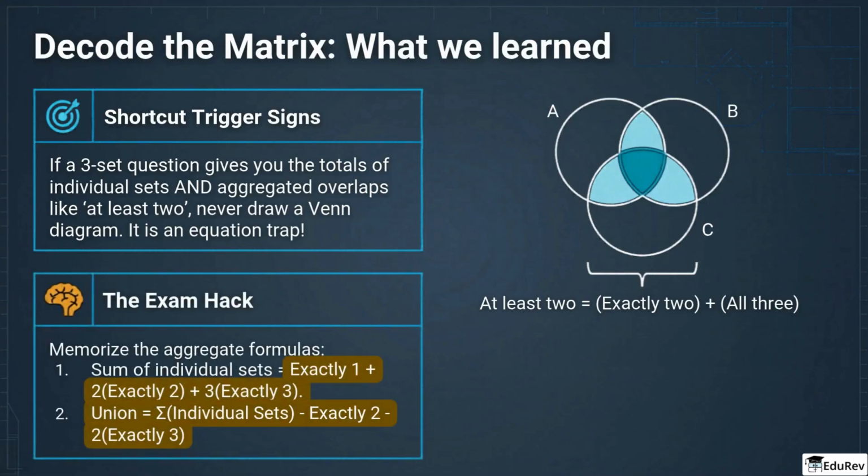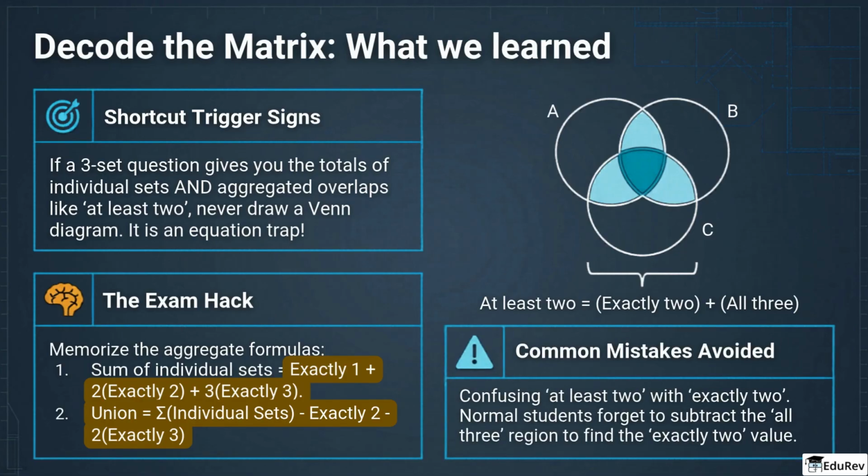Memorize the aggregation logic. The sum of the individual sets contains the exactly 1 regions once, the exactly 2 regions twice, and the exactly 3 region 3 times. The union can then be recovered by subtracting the extra counts. A common mistake is to confuse at least 2 with exactly 2, but those are not the same at all, and CAT will absolutely exploit that difference.